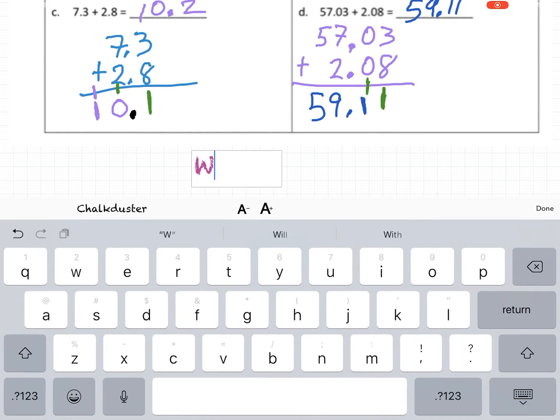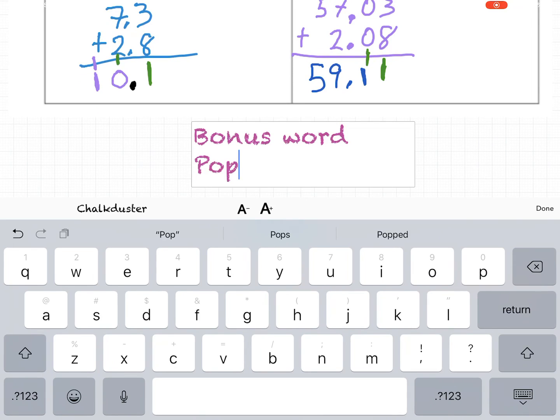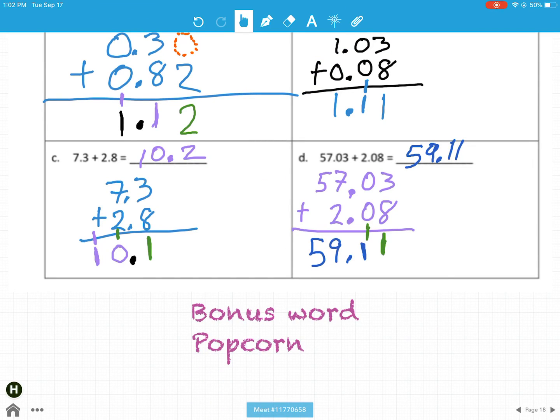Our word of the day, bonus word time. I don't think I've used this one. I hope not. Is popcorn. I'm eating popcorn right now for my lunch.